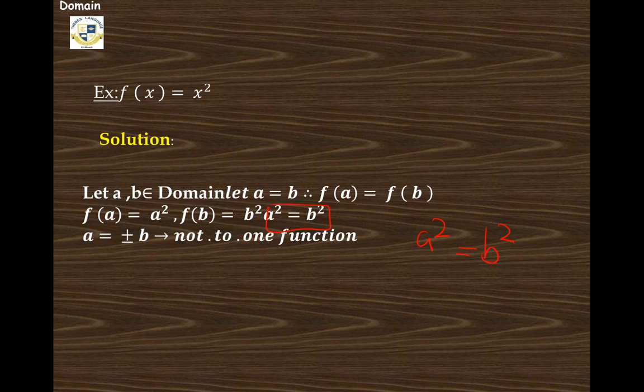I'll try to simplify this expression, then I'll put a square root to both sides, left hand side and right hand side. Therefore a equals positive or negative b. Here a has two values, b and negative b. Therefore, the function f of x is not one-to-one function.